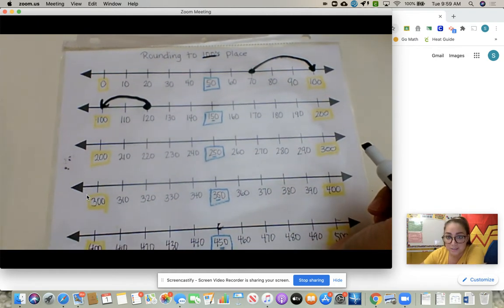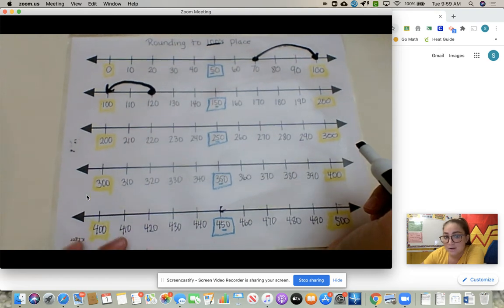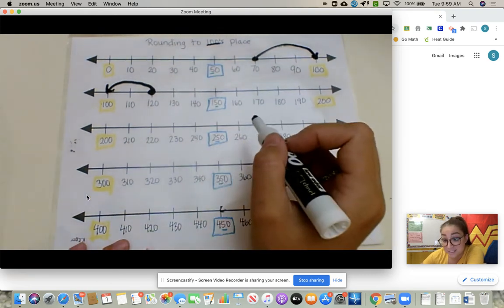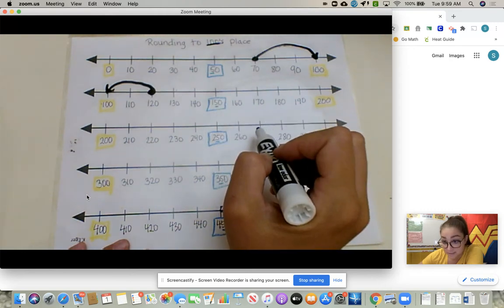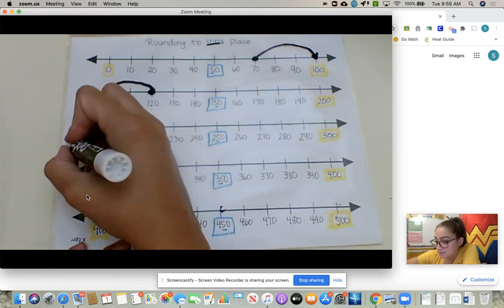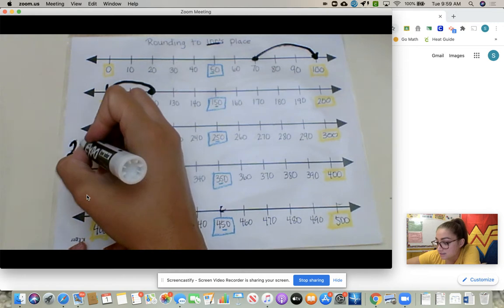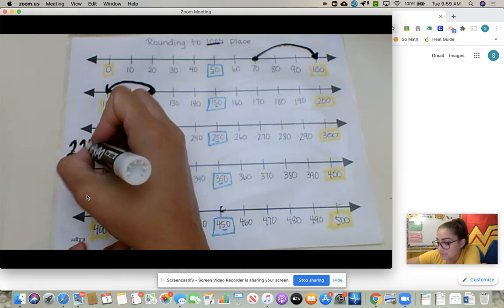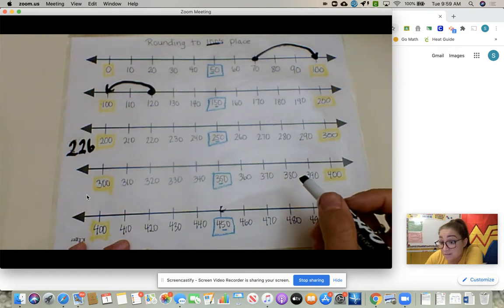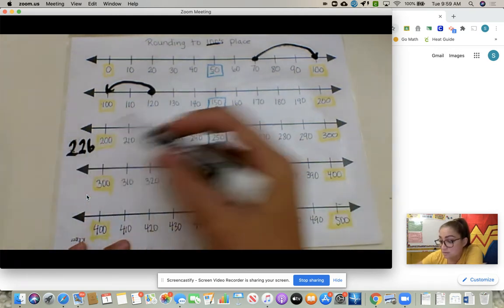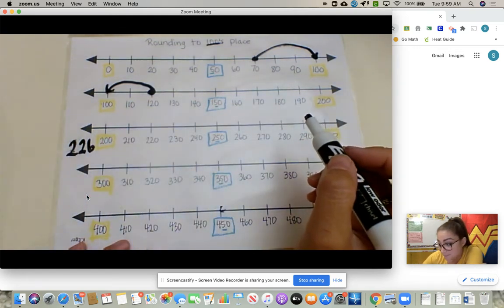Then we got more challenging. I said, okay, well, on here we're skip counting by tens. So there are zeros in the ones place on every single number. What if it gives you 226? You need to find what 2 numbers 226 is in between and plot it.